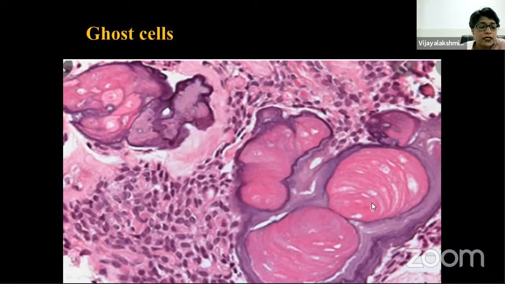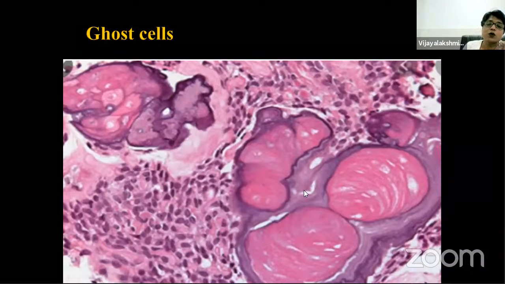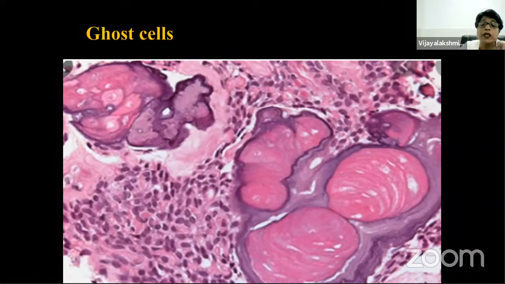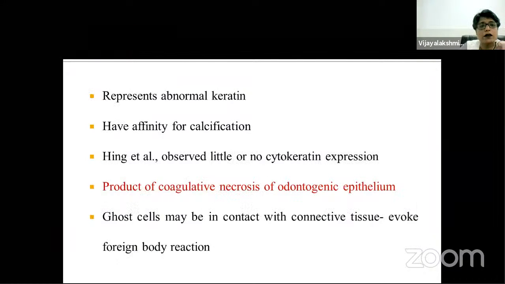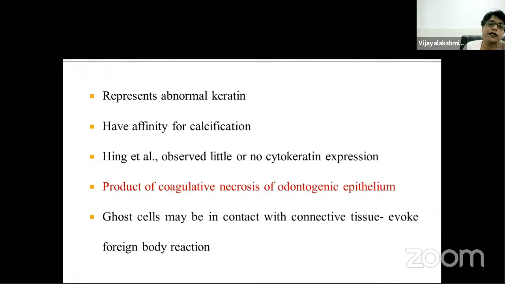They also appear as elongated, elliptoid cells within the lining of the epithelium. Apart from CCOC, you also see these ghost cells in the advanced cell stage of early embryogenesis, in ameloblastic fibro-odontoma, ameloblastic fibroma, etc. It represents abnormal keratin, which has an affinity for calcification.